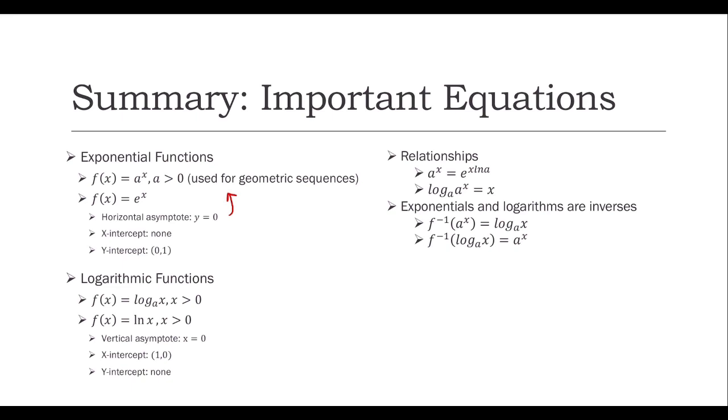We have important relations here, where a to the x equals e to the x ln of a, and our log base a of a to the x equals x. And then it's important to note that exponentials and logarithms are inverses. So our f inverse of a to the x equals log base a of x, and our f inverse of log base a of x equals a to the x.